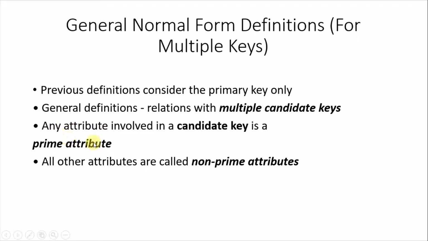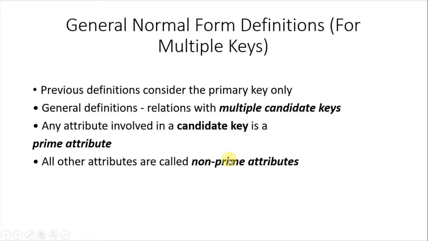We defined prime attributes and non-prime attributes in the last classes. Initially we said that a prime attribute is any attribute involved in a candidate key. Later, for defining the normal forms, we redefined the prime attribute as any attribute involved in the primary key. Now we modify that. A prime attribute is any attribute involved in a candidate key, and all other attributes are called non-prime attributes.